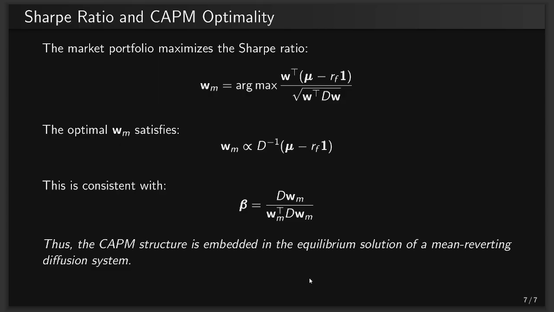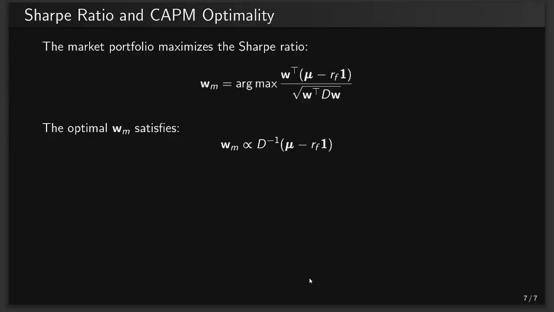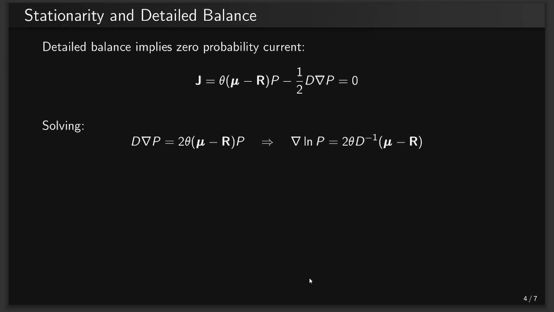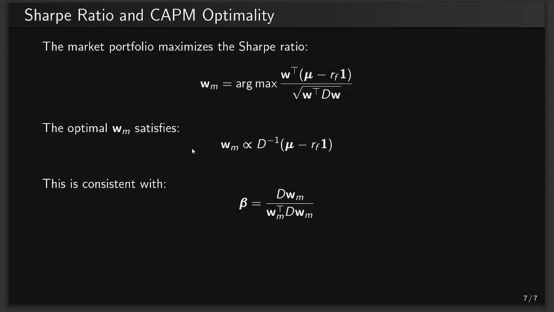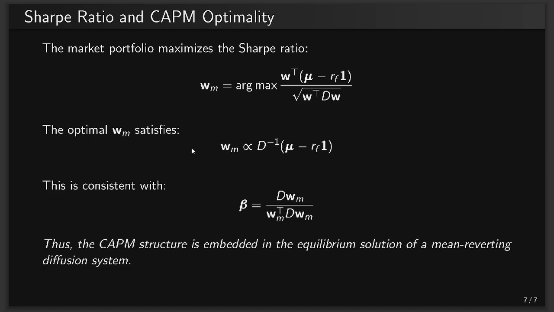So thus the capital asset pricing model structure is embedded in the equilibrium solution of a mean reverting diffusion system. And that pretty much shows the application of equilibrium thermodynamics. Maybe in another video we'll discuss what happens when you relax this assumption. But the whole point of this video is just to show that this financial model is embedded within the structure, or is a degenerate solution, of the Fokker-Planck equation. So, thank you.